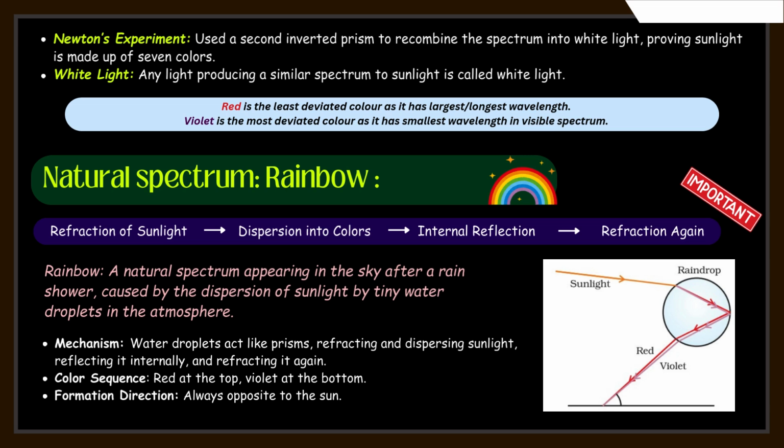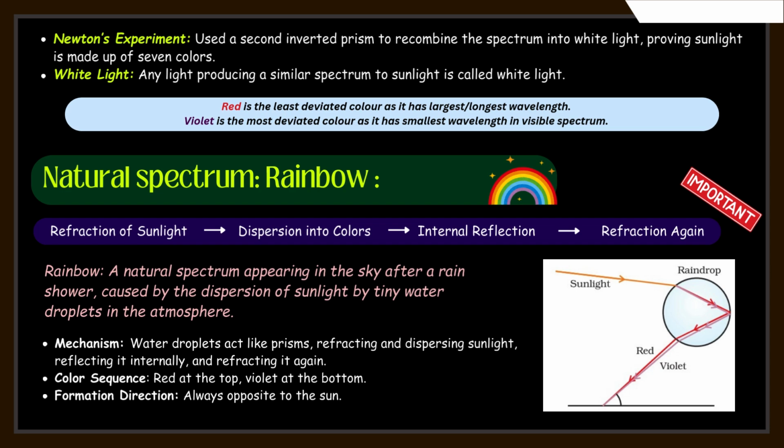We begin with a classic experiment by Sir Isaac Newton. He passed white light through a prism, which split it into 7 colors. This is called dispersion. But Newton didn't stop there. He used a second, inverted prism to recombine those 7 colors back into white light. This proved that white light is actually a mixture of all colors, specifically, the 7 colors of the visible spectrum. Any light that produces a similar color pattern or spectrum, like sunlight, is called white light. When it passes through a transparent medium like a prism or water droplets, the light bends differently for each color, separating them. This brings us to the natural spectrum we see in the sky, the rainbow.